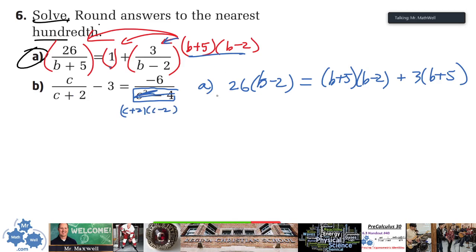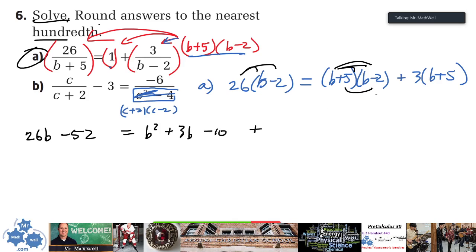All right, so back to a here. I'll continue this down here. It's going to be 26b, as you have to distribute this, minus 52 equals b squared. Now, I'm going to do some things in my head here. Minus 2b plus 5b. What's minus 2 plus 5? Plus 3, plus 3b. And then 5 times negative 2 is minus 10. Plus, and of course over here, we've got 3b plus 15. You good with that?